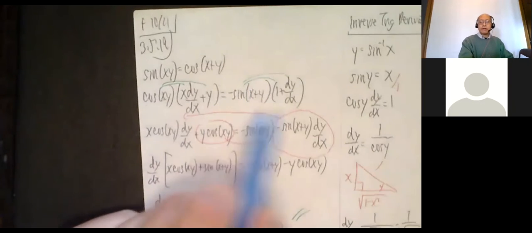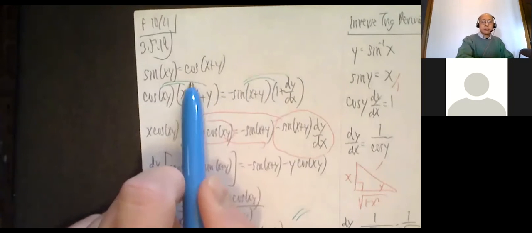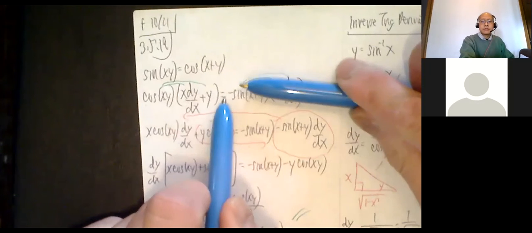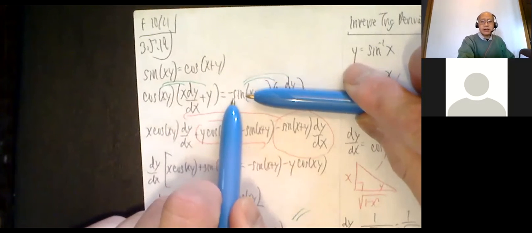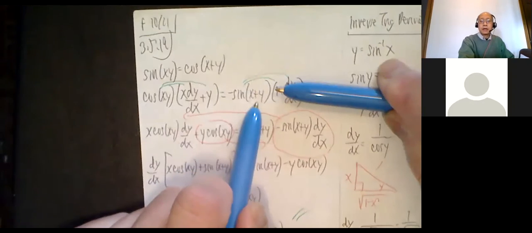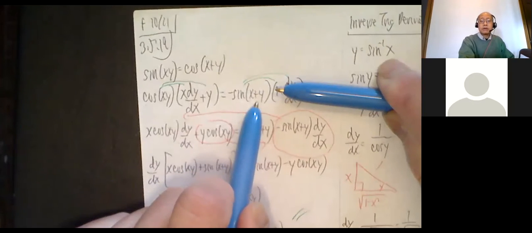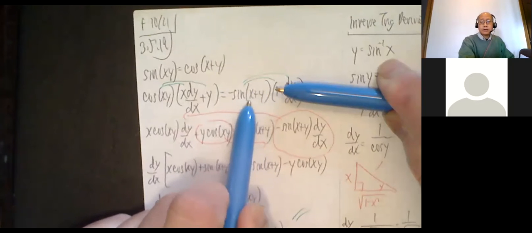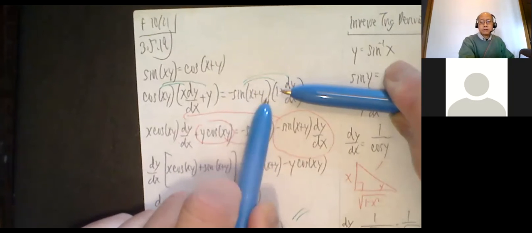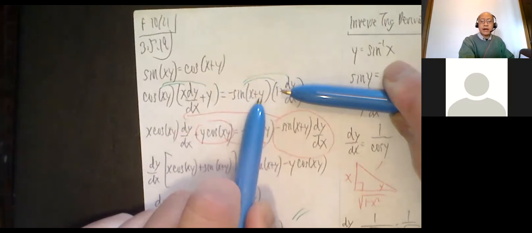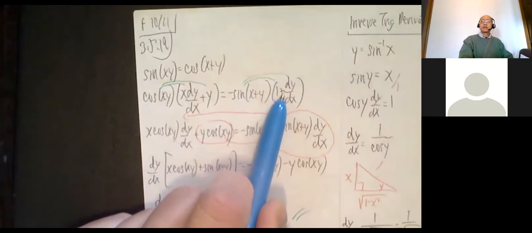All right, so that equals the derivative of the right-hand side. So again, what's the derivative of cosine of blah, blah, blah? Negative sine of blah, blah, blah. And now by the chain rule, it's times the derivative of the inside. So what's the derivative of x? 1, period, that's it. Plus the derivative of y, which is 1 times dy/dx.